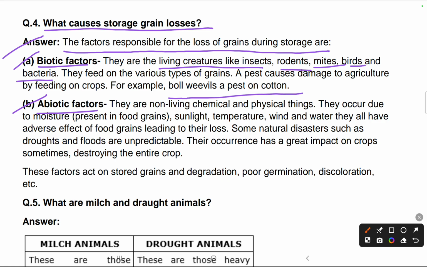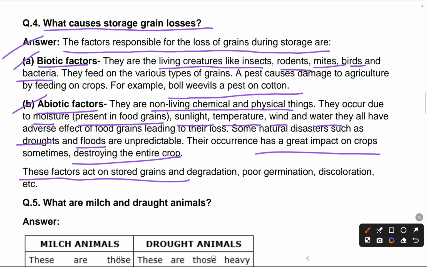Second, abiotic factors. They are non-living chemical and physical things. They occur due to moisture which is present in food grains, sunlight, temperature, wind and water. They all have an adverse effect on food grains leading to their loss. Some natural disasters such as droughts and floods are unpredictable. Their occurrence has great impact on crops, sometimes destroying the entire crop. Next, these factors act on stored grains causing degradation, poor germination, discoloration, etc.